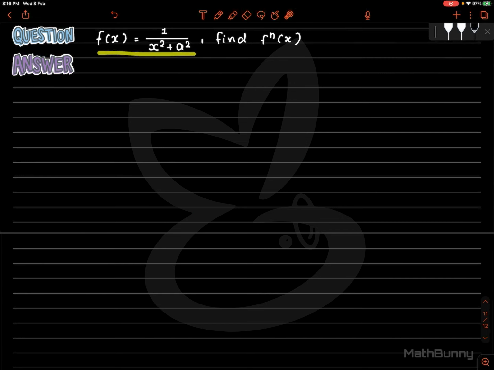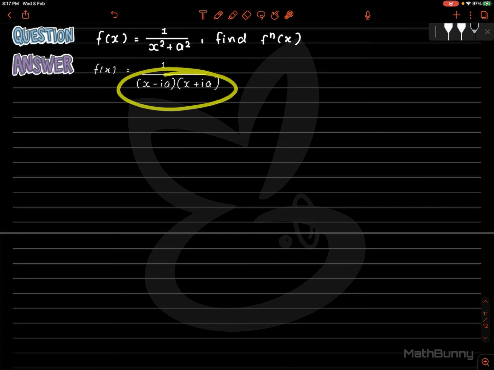Here function f of x is given and we have to find the nth derivative. You can see we are supposed to use the partial fraction method, but there is no way in R we can convert this into partial fractions. So we will have to use complex numbers here to convert this function into partial fraction form. For that we will write f of x is equal to 1 upon (x minus ia)(x plus ia). This would become nothing but x square plus a square. And this is a complex function. And now we can write this as a partial fraction function.